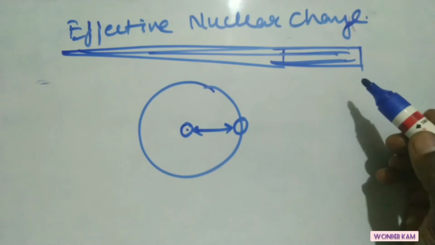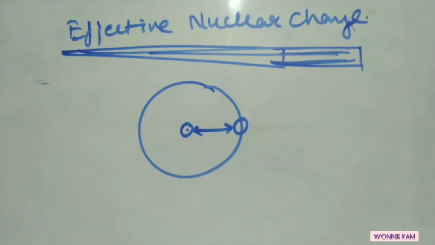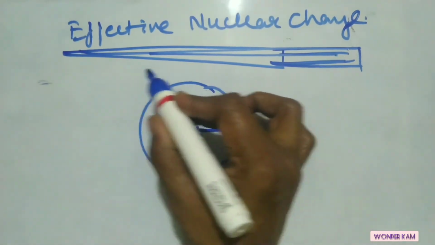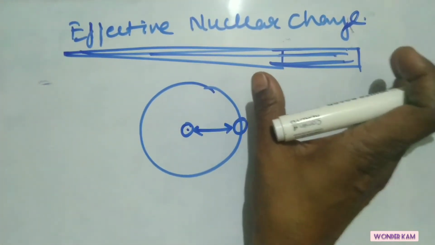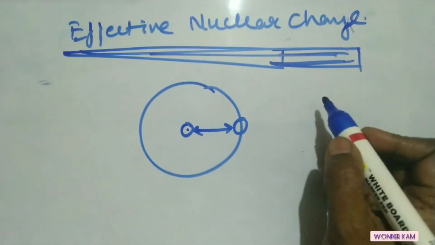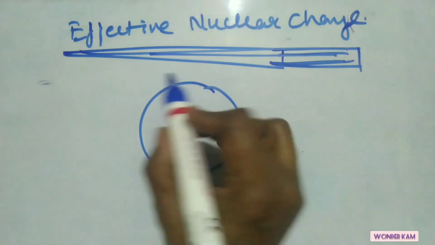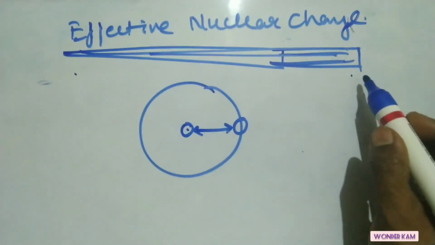So also the formation of positive ions decreases, and the tendency of accepting electrons increases as we move from left to right. That means the elements on the right hand side of the periodic table can accept electrons easily. That means the non-metallic character increases as we move from left to right. The metallic character decreases, non-metallic character increases.